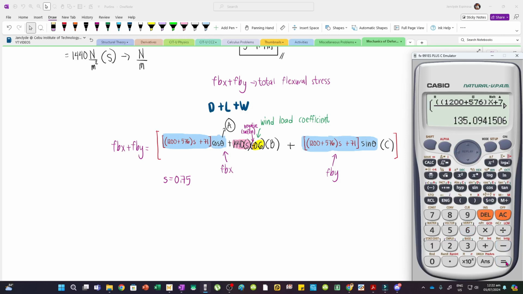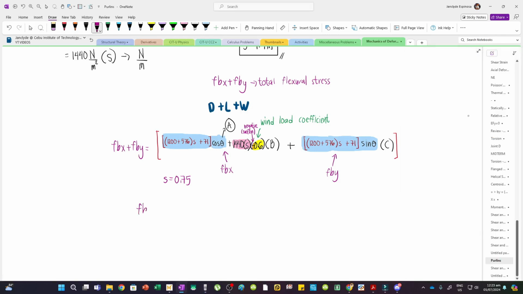And then press equals, you're going to get 135.09. By the way, S is 0.75. So this is 0.75. This is also 0.75. And also this one, 0.75. Yan. So press equals. Press equals, we have 71.023. So FBX plus FBY equals 71.023, and then this is MPa. Yan.